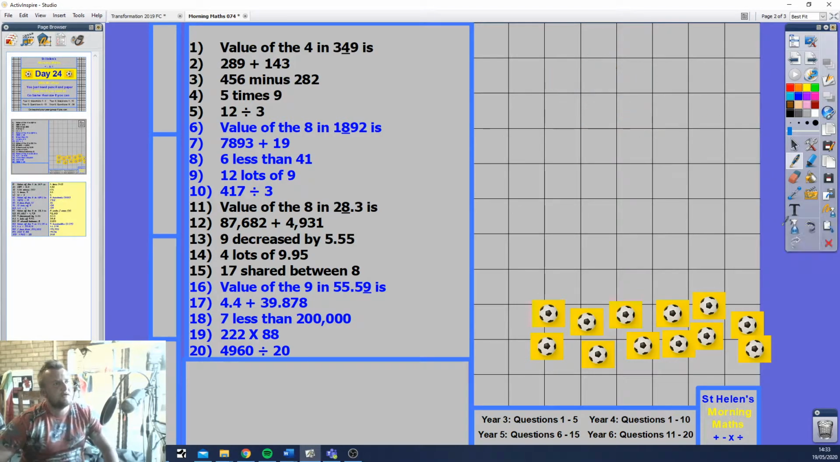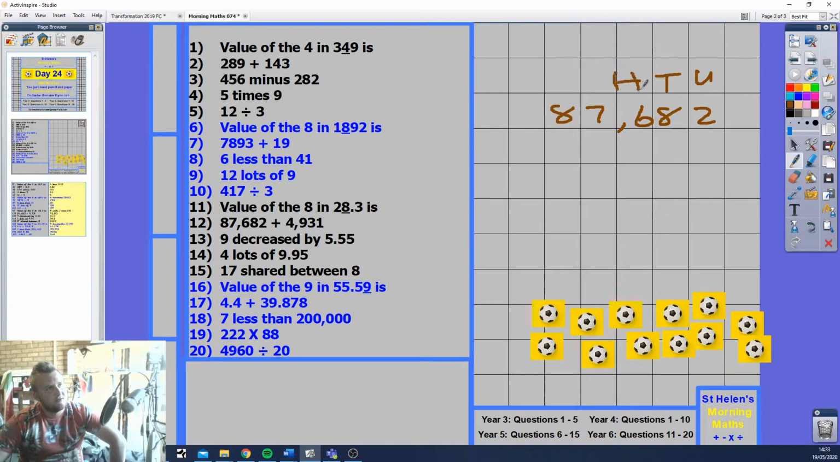But do the calculation, write down the place value, hats and caps. Where children get this wrong is not putting everything in the right place. So if you write 87,682, you need to put your hats and caps on just to make 100% sure. This number has 5 digits, which means it goes to 10,000s. 4,931 is not. 4,000 goes in there, 900 goes in there, and 31. That's like half the battle won.